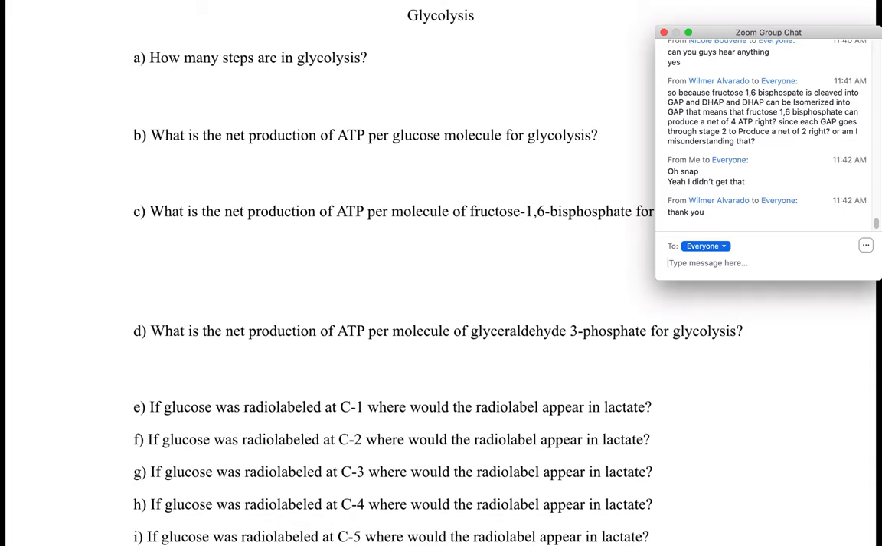So basically, if you go through the steps, you'll notice fructose 1,6-bisphosphate becomes GAP, glyceraldehyde 3-phosphate. But then when it goes through just glyceraldehyde 3-phosphate, it produces an ATP of 2. But it also produces DHAP, dihydroxyacetone phosphate. And that can be converted back to glyceraldehyde 3-phosphate and go through that same process. And that's why it's a net of 4, not just 2. And we'll go over it. I'll draw it out when it's time.